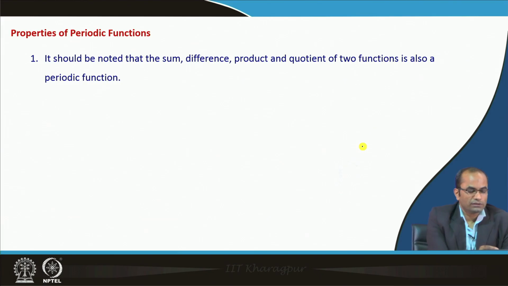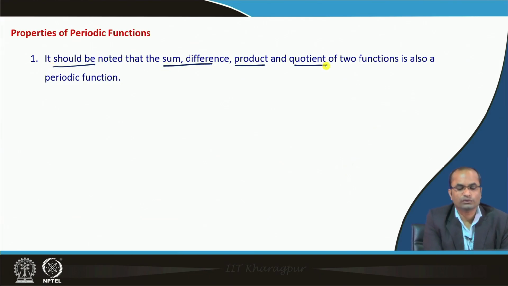The first one: the sum, difference, product or quotient of two periodic functions is also periodic. If we have two functions, their sum will also be periodic, their product will be periodic, their difference will be periodic, and their quotient will be periodic. That is the nice property we have for periodic functions.